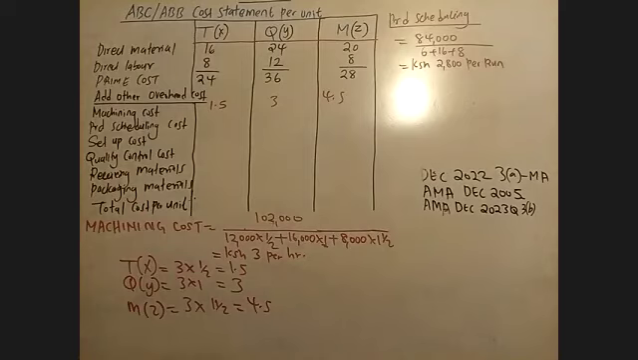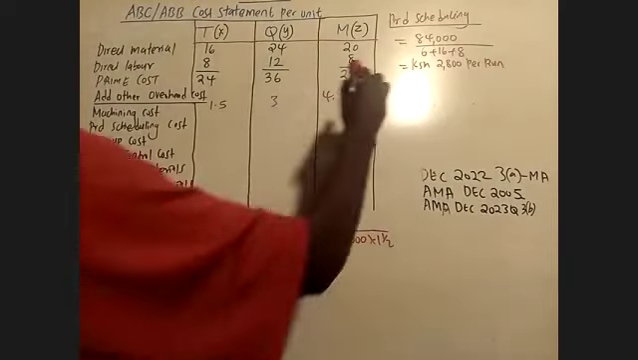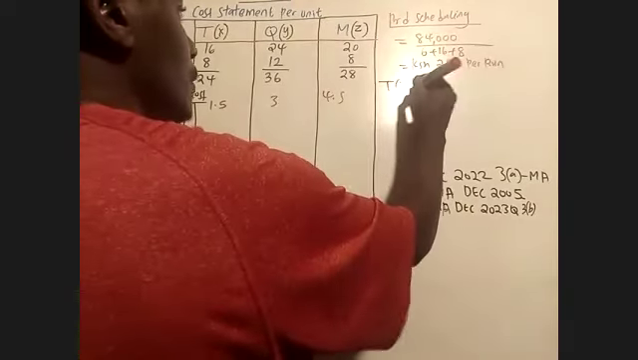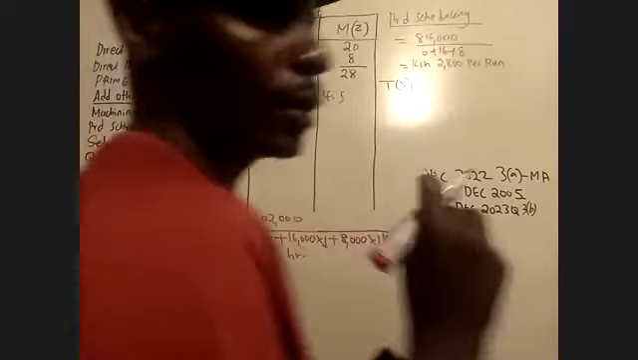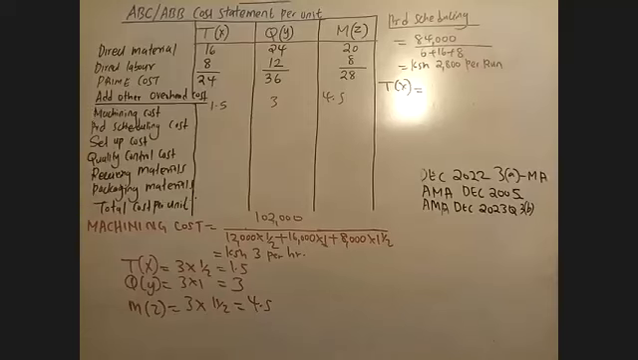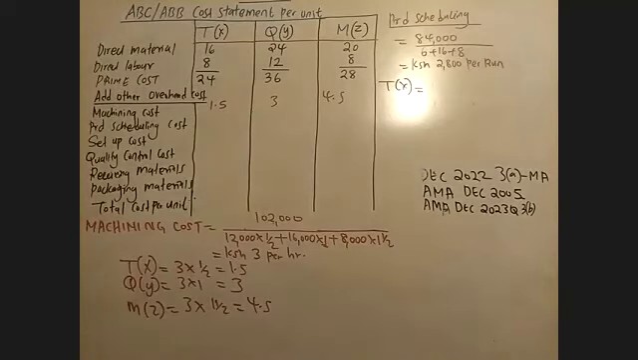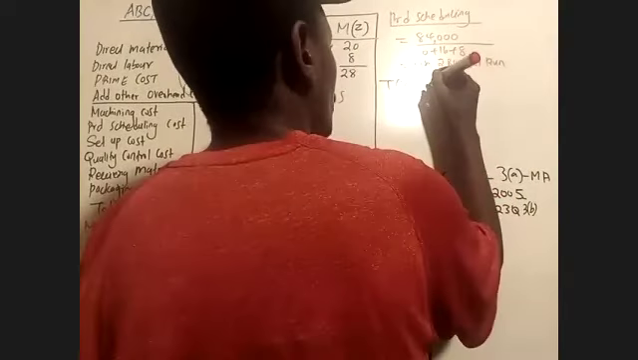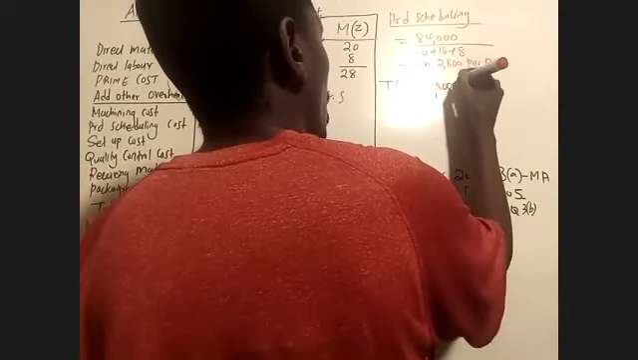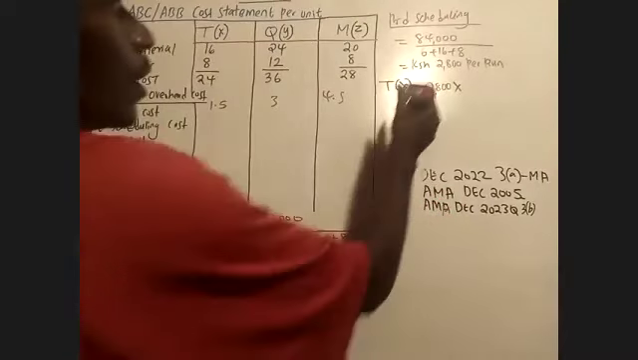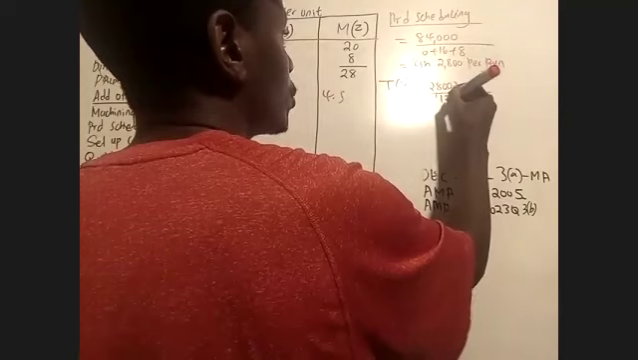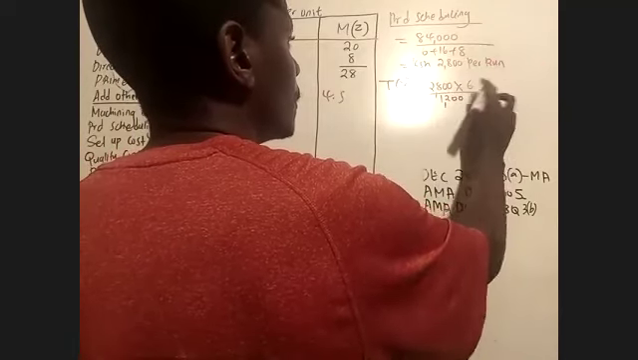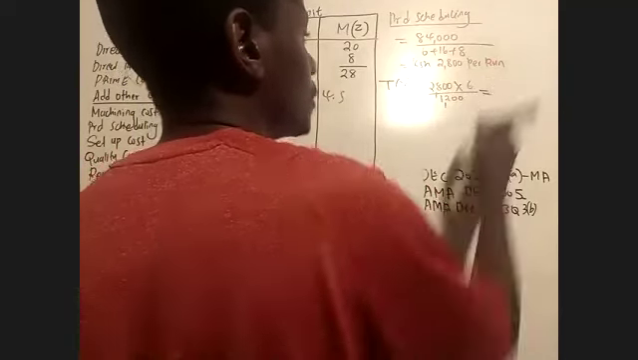We get 2,800 per run. Let us start with T or X. Now we want cost per unit for each run. Now, cost per run is 2,800. How many runs do we have? So we have 6 runs. Then you divide with total units so that you can get cost per unit.